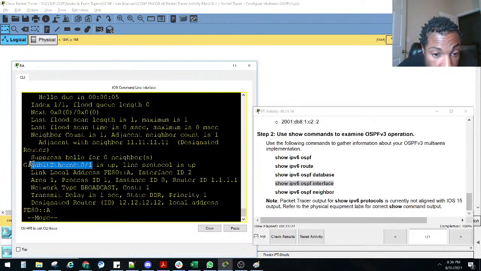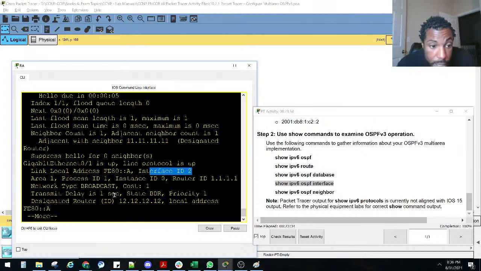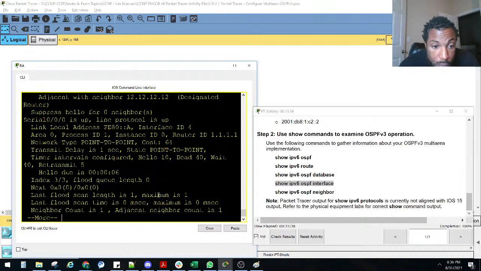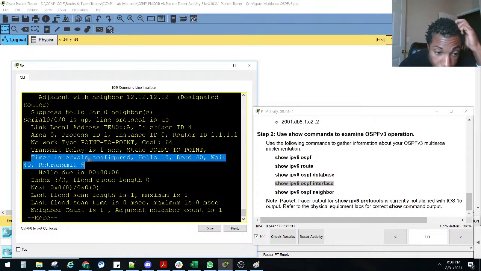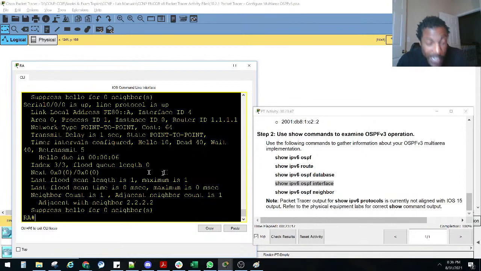Gig 01 would be the other gigabit interface. We learned about the router 12.12.12. That's also somewhere in that cloud to the left of us. The interface ID, transmit delay. What else we got? The timers that are configured. Is that the timers you're asking about? Because I believe that's the timers that we're looking for. Or probably that's what we were looking for in Boson NetSim before I messed it all up, right?